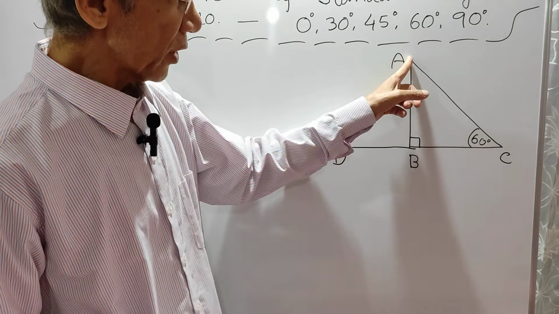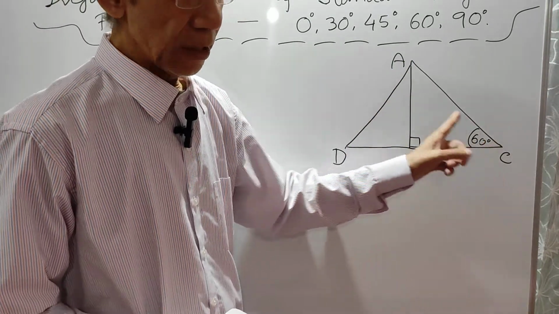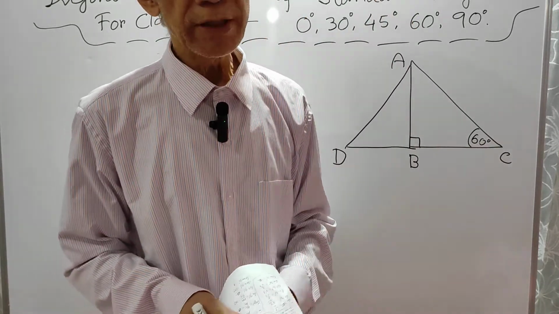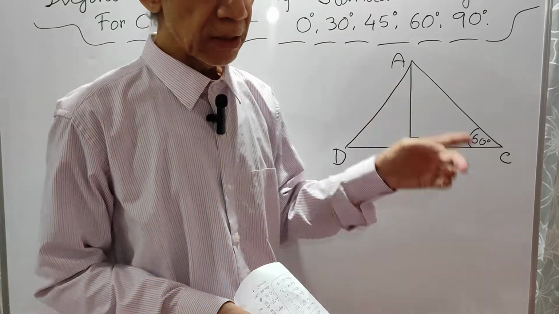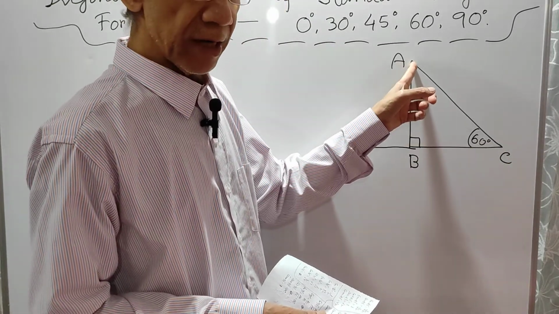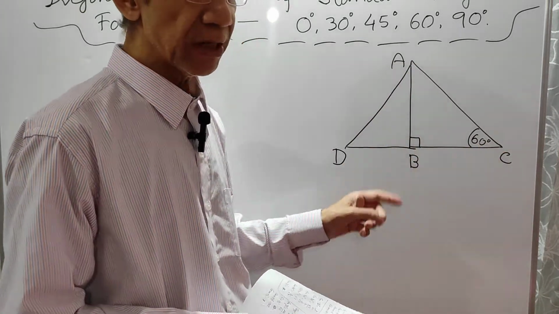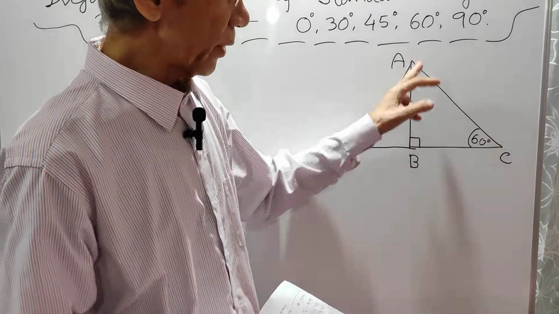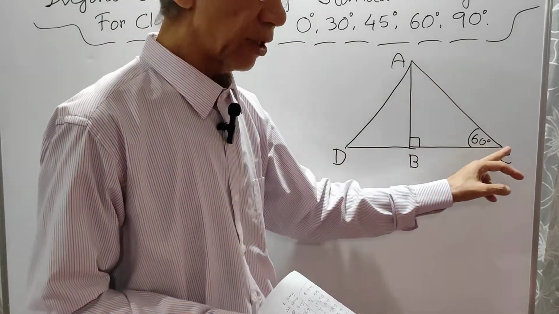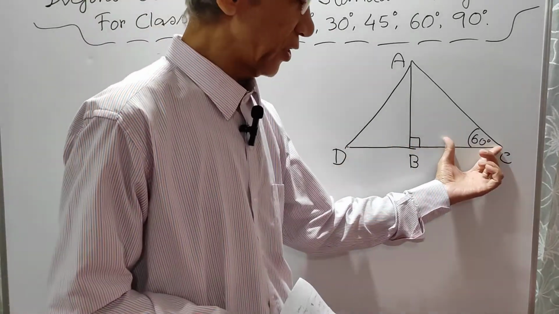Now, from the vertex A, we have drawn a perpendicular to the base. Now, we are going to use one important property of an equilateral triangle. So, what is the property? The property says that a perpendicular drawn from the vertex of an equilateral triangle to the base bisects the base. That means DB equal to BC.